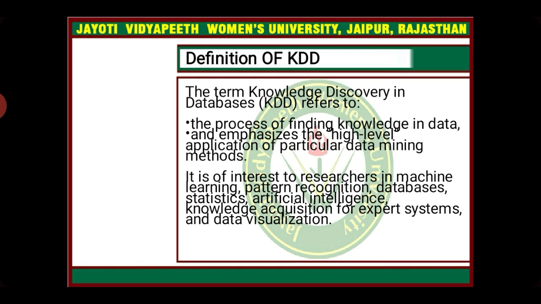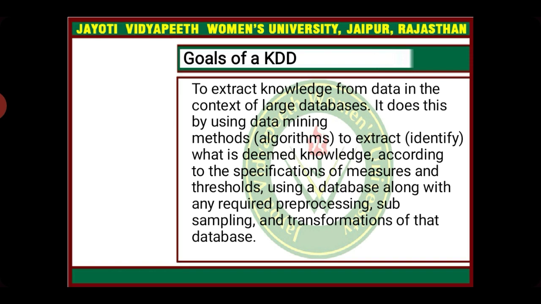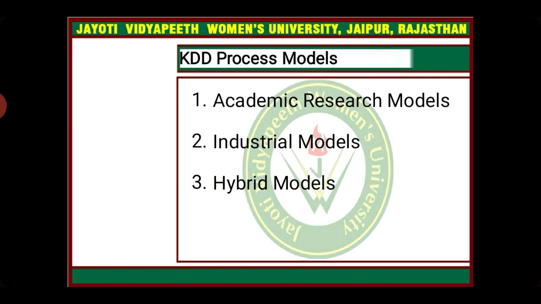Now come to the next slide, that is the goal of the KDD process. The goal of the KDD process is to extract knowledge from data in the context of large databases. It does this by using data mining methods to extract what is deemed knowledge according to the specifications of measures and thresholds, using a database along with any required processing, subsampling, and transformations of that data. The overall process of finding and interpreting patterns from data involves the repeated application of the following steps.